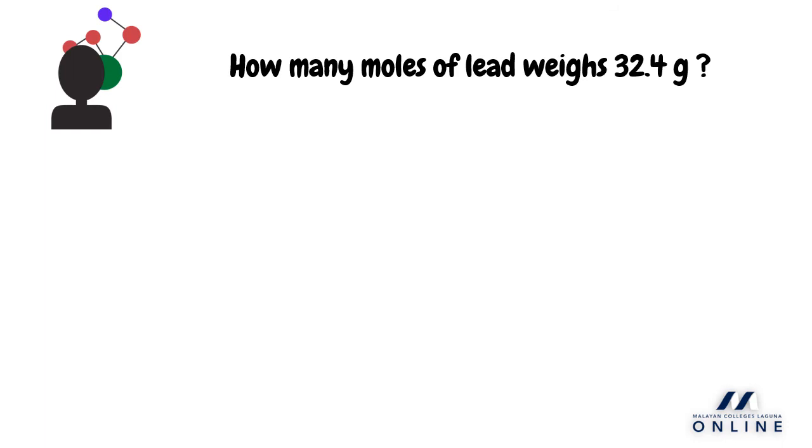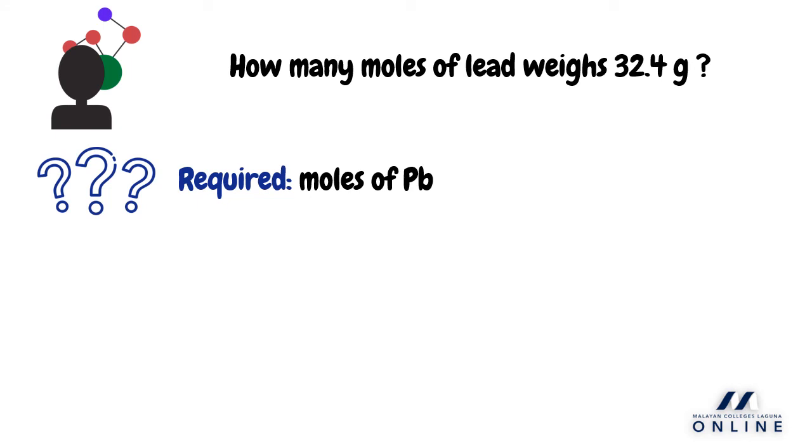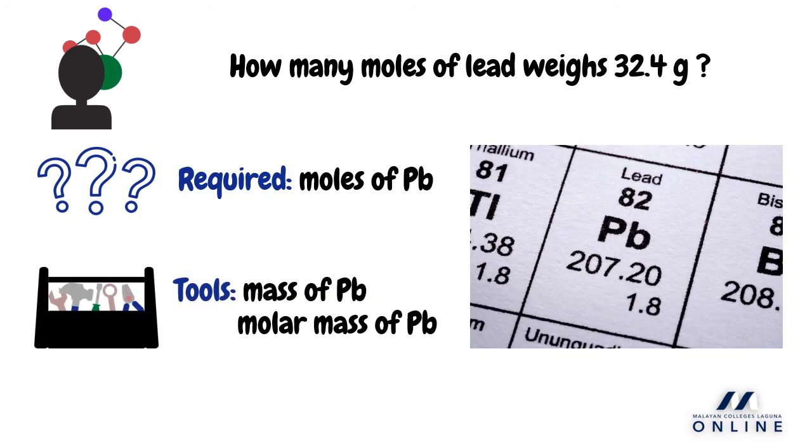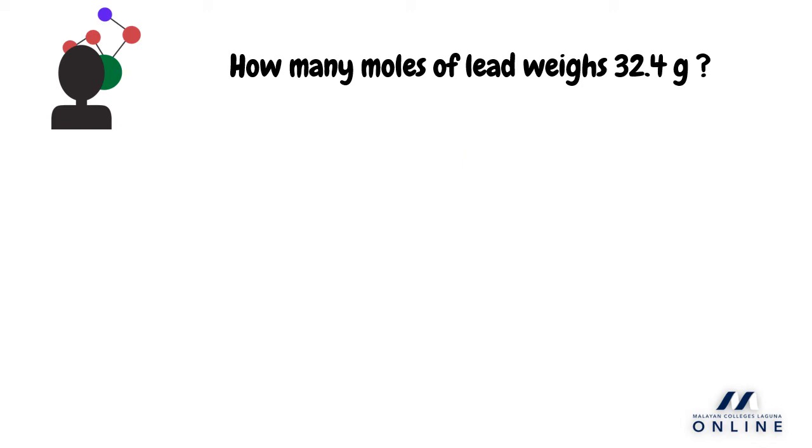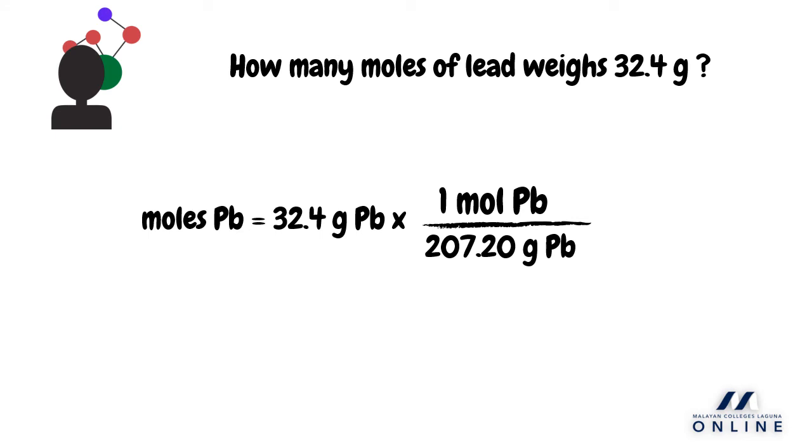In this problem, we need to convert the mass of lead to moles of lead. Thus, we need to use the molar mass of lead, which is 207.2 grams per mole. Doing that, we're going to calculate the conversion of 32.4 grams of lead to moles, and that would be equivalent to 0.156 moles of lead.